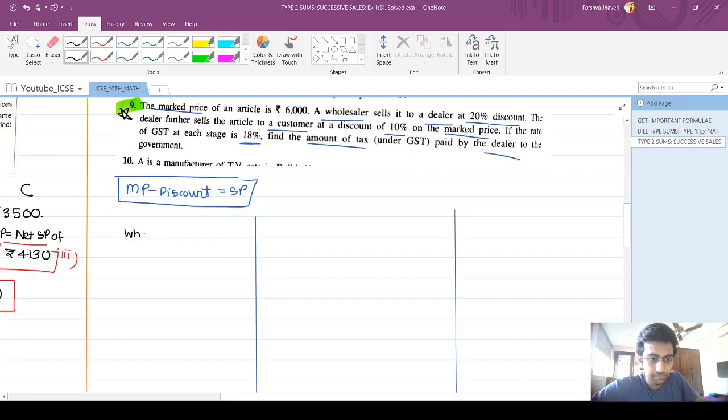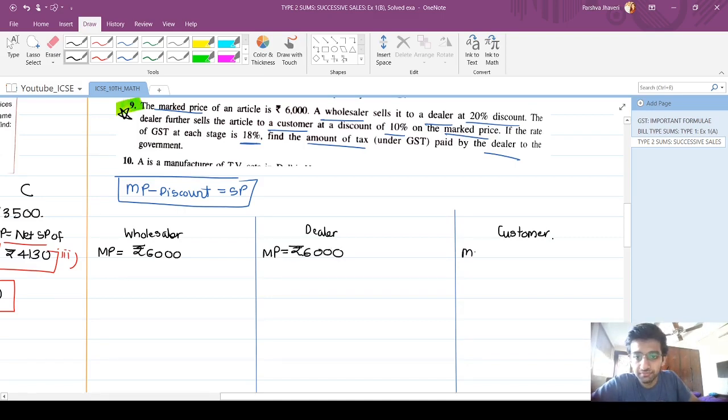The wholesaler sells it to the dealer, and the dealer sells it to the customer. Marked price remains the same throughout, okay? Marked price remains the same throughout, because the marked price is what is printed on the tag. It remains the same for all three levels of the sale. So first, let's write down what the marked price is.